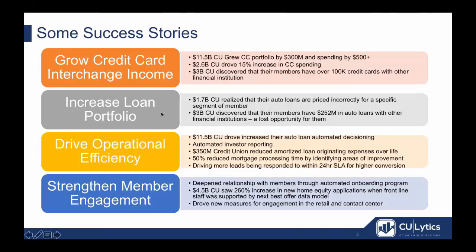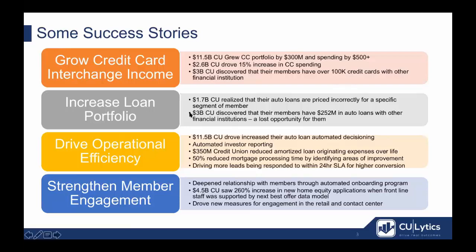Similarly, around the loan portfolio, another credit union, a 1.7 billion credit union, realized their auto loans were priced incorrectly for a specific segment. When the rates were determined for that segment, somehow those rates were done incorrectly, and it was leading to significantly higher growth in the auto loans, but only for that segment. They were able to use this analysis to revise those rates, basically close that leakage, so they were able to get that money which otherwise was being left on the table.